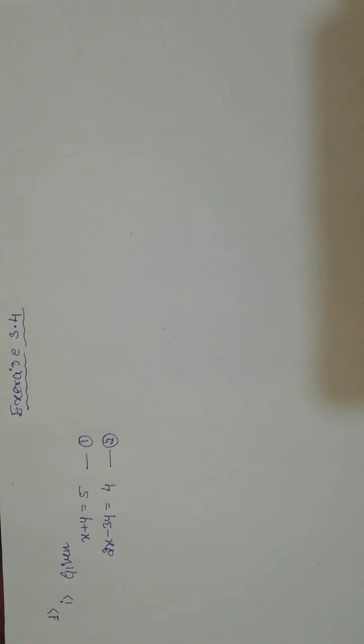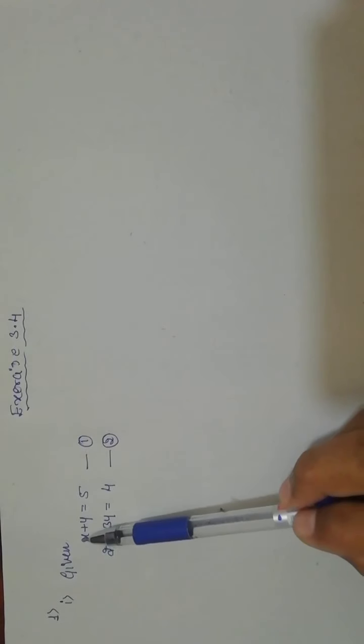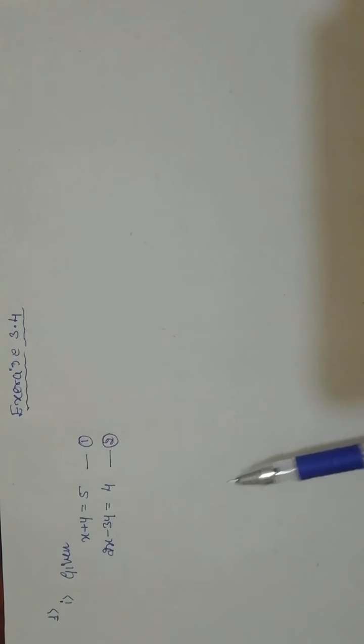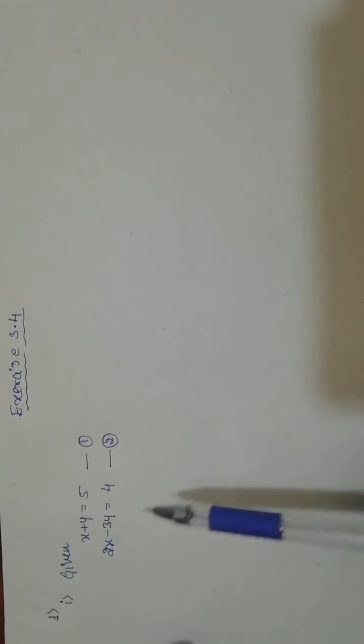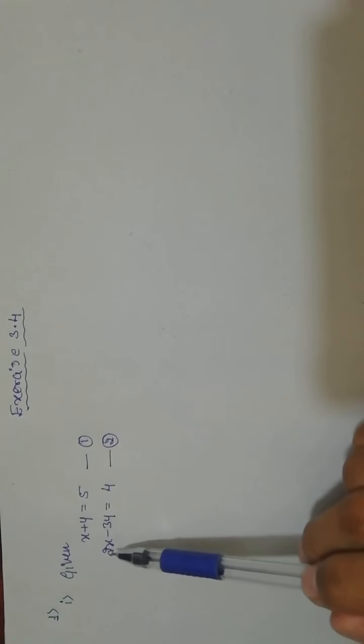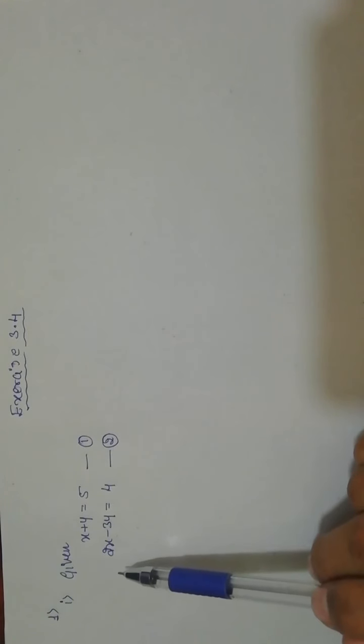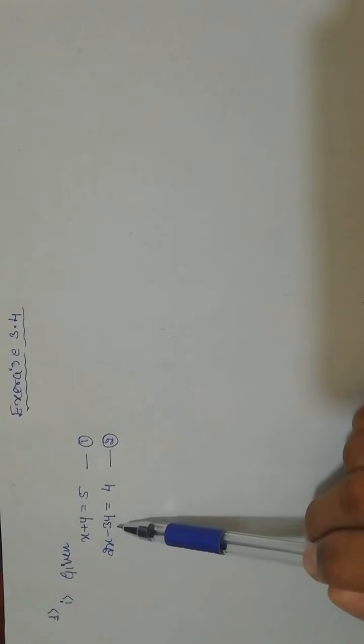So now first look here. If you directly add or subtract these two equations, will any variable disappear or not? Let us see. If you add, 2x plus x will become 3x, y minus 3y will become minus 2y. If you subtract these two equations, then 1 minus 2: x minus 2x becomes minus x. Here y minus of minus 3y becomes y plus 3y, which is 4y.